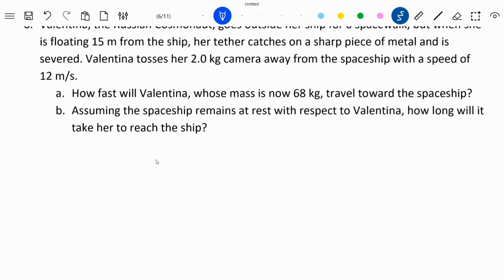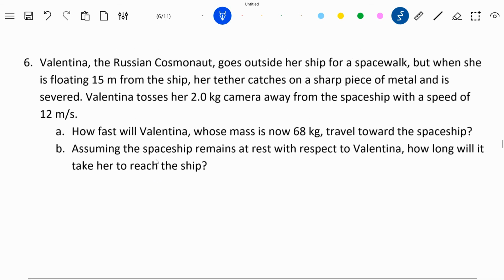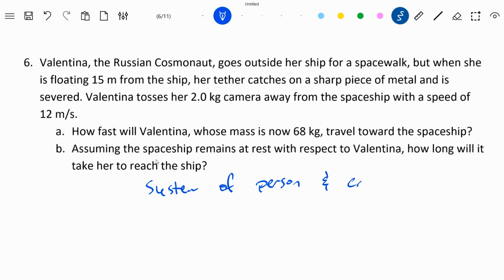Okay, so even though things are moving like in orbit, etc., I think all of that is basically irrelevant. We can treat everything as being essentially stationary at the start. So I'm just going to call Valentina the cosmonaut a person, and I've got the camera. So the system of the person and the camera. Okay, now which way is which?